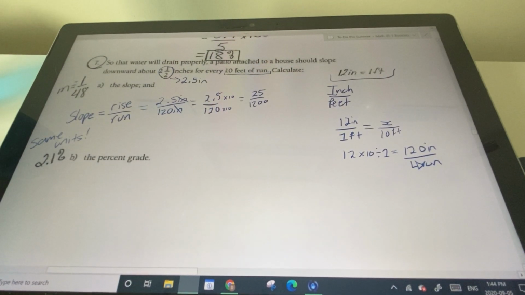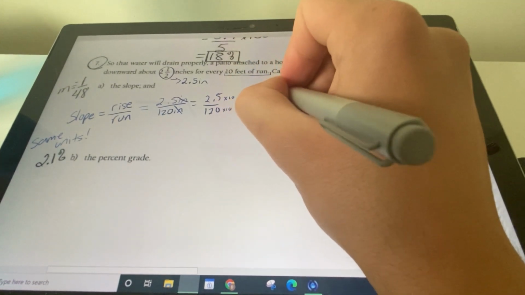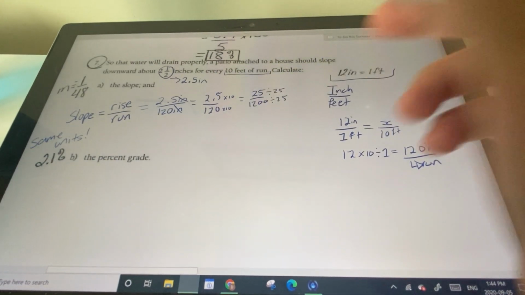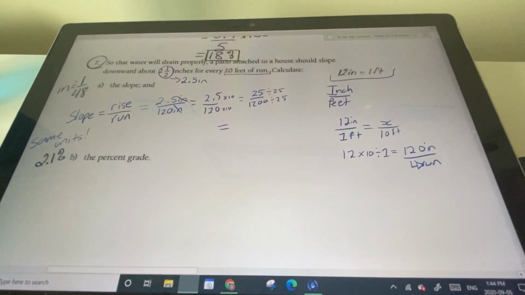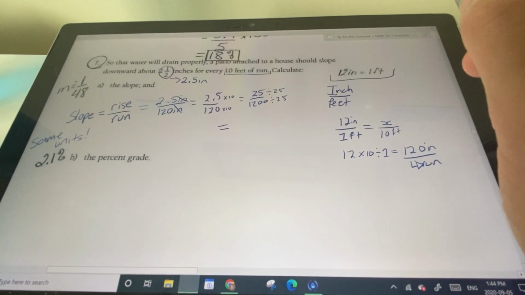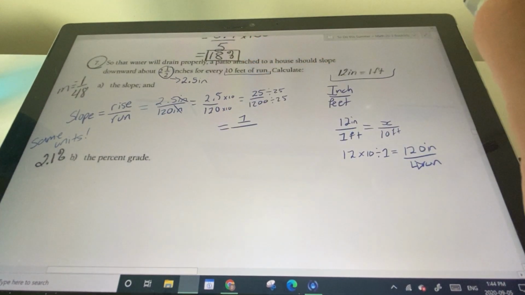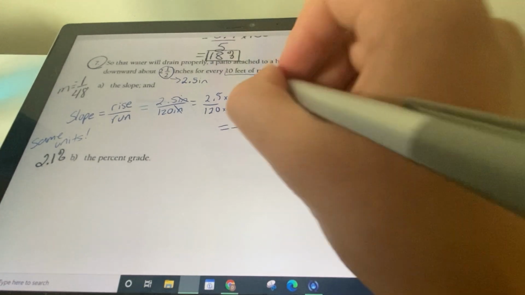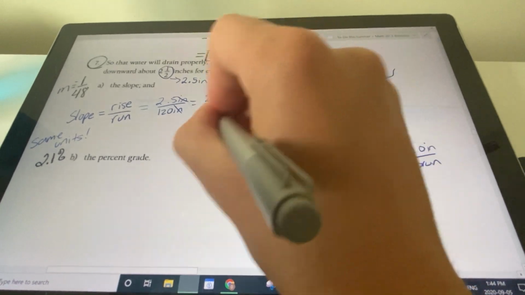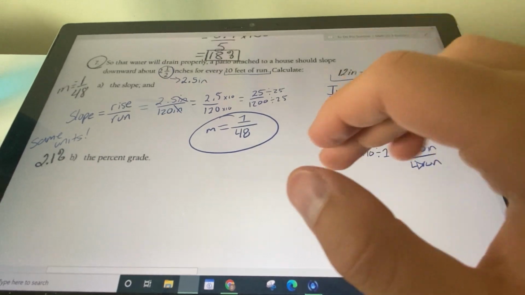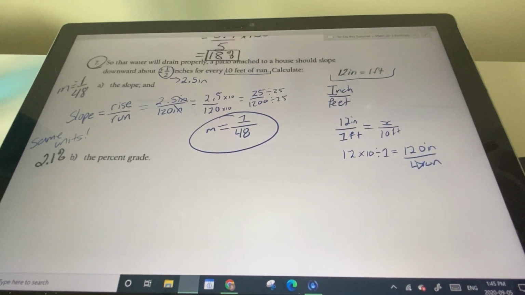Now, this is a 100 number, so I know it's divisible by 25. So let's divide the top and the bottom by 25. Again, you might first try dividing by 5, which is cool too. You can do it in multiple steps. 25 divided by 25 gives us 1. 1200 divided by 25 gives me 48. So our slope here is 1 over 48. So we figured out slope, which is totally awesome.